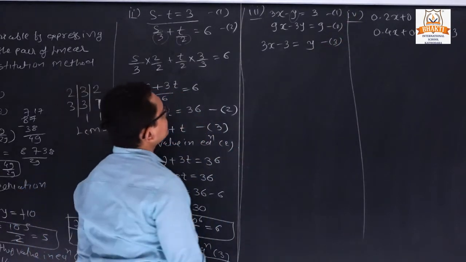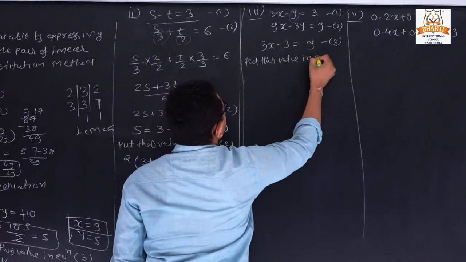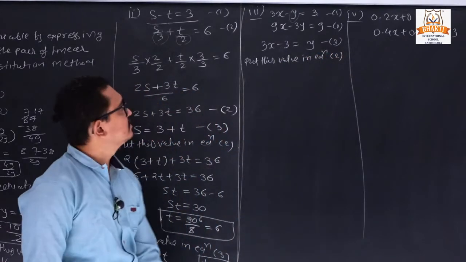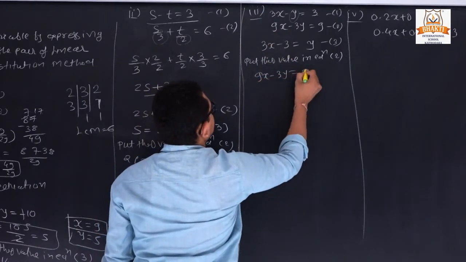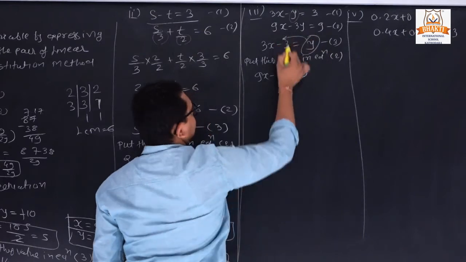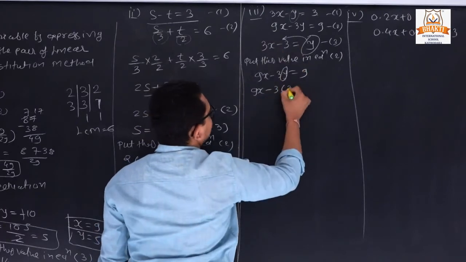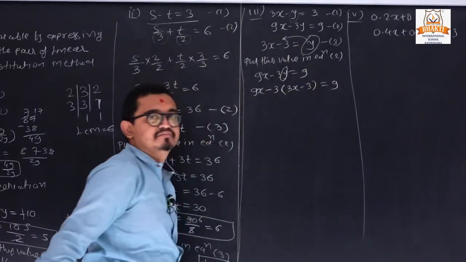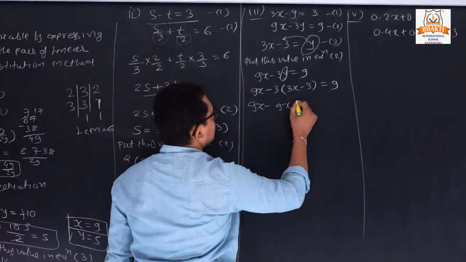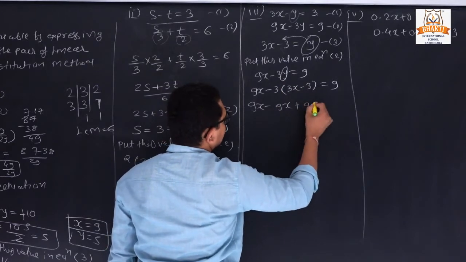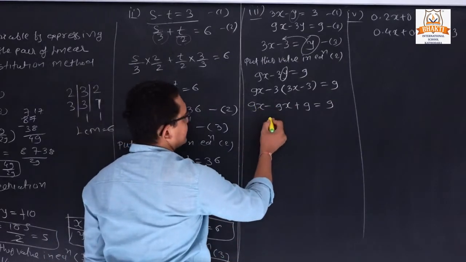Clear? Now next, put this value in equation number 2. So first of all I am writing the second equation. Now y is replaced with 3x minus 3 in bracket, is equal to 9. Now simplify this, 3 3s are 9, minus minus plus, 3 3s are once again 9 is equal to 9. So here 9x minus 9x, so 0.